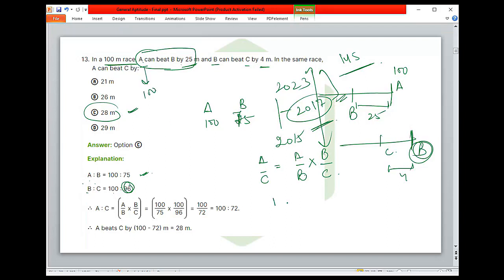We can take A at 40 also, because there's a distance of 25. Why are we taking that A is beating B by 25? Then why are we taking A at 100? Think about it. If we are taking A at 100 to calculate the distance between B as 25, so I have to take B also at 100 to get the distance as 4. Are you understanding this? Clear, sweetie?